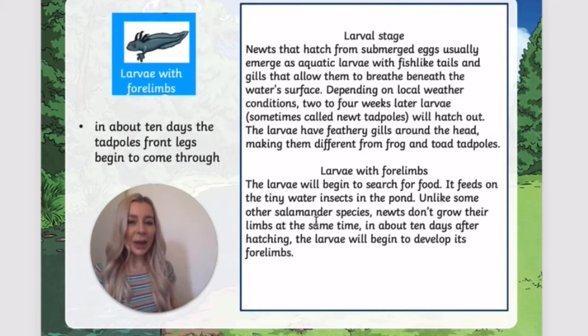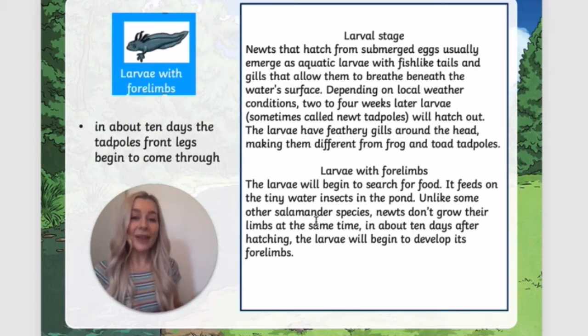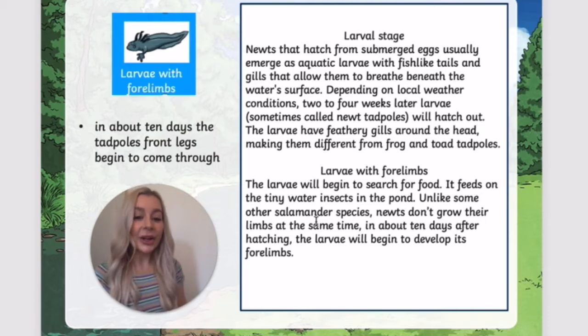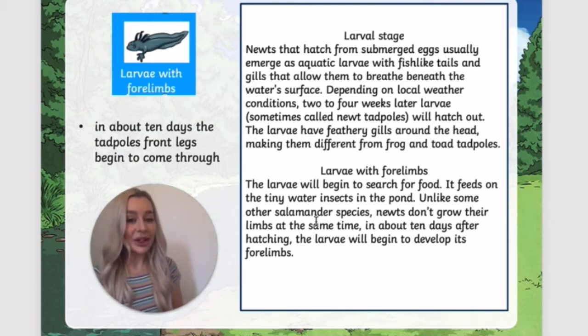In the video that we watched, I remembered that the man had spoken about the fact that some salamanders grow all their limbs at once. But something special about the newt species was that it grows its 4 limbs first before it gets its back legs. So my sentence says, unlike some other salamander species, newts don't grow their limbs at the same time. In about 10 days after hatching, the larvae will begin to develop its 4 limbs.